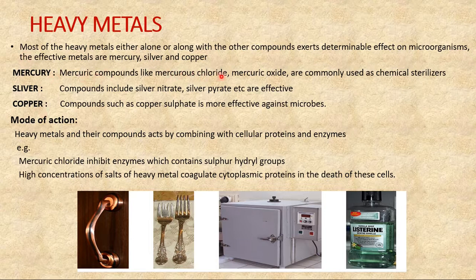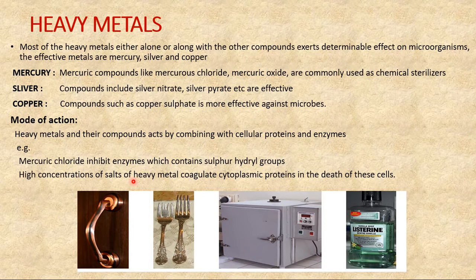Mercuric compounds like mercurous chloride and mercuric oxide are commonly used as chemical sterilizers. Then coming to silver nitrate, then silver pyrite, etc., which are effective. And in the ancient period, the grandmas and everyone used to say that small children have to be fed in silver bowls and with silver spoons. Maybe it is related to rich people, but they had an assumption that eating in it is good for health. So what does good mean? This silver acts as a heavy metal in killing microorganisms. Then copper compounds such as copper sulfate are more effective against microbes.